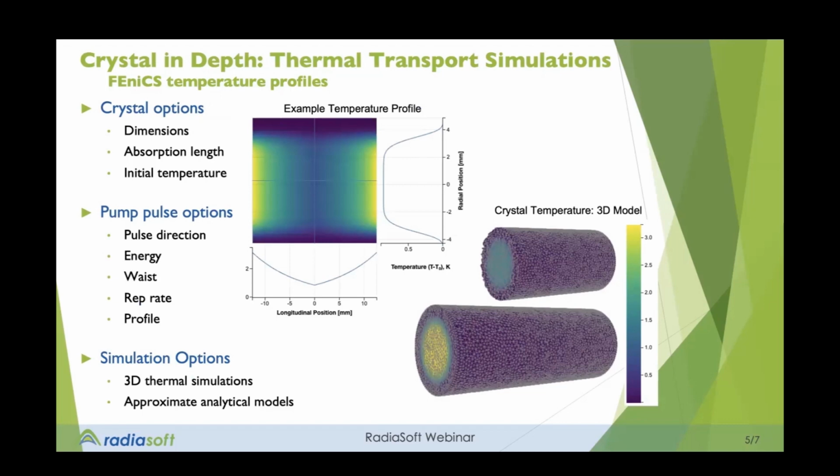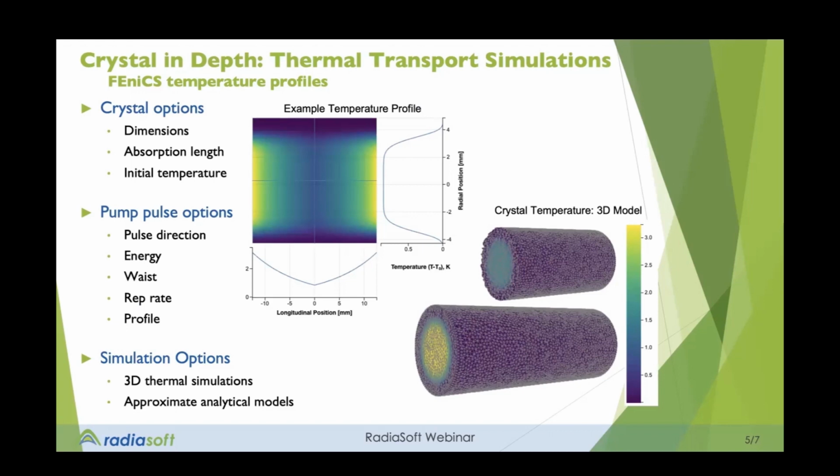The crystals can be varied in dimension, absorption length, and initial temperature. The pump pulse can be varied in pulse direction, so you can pump this pulse from the left, the right, or both sides. The energy, the waist, the profile, and the rep rate can also be varied. We support both 1 Hertz and 1 kilohertz rep rates. For the simulations, there are those 3D Phoenix thermal simulations, and then there are also approximate analytical models for when a quicker answer is desired. So this results in some very lovely visualization.